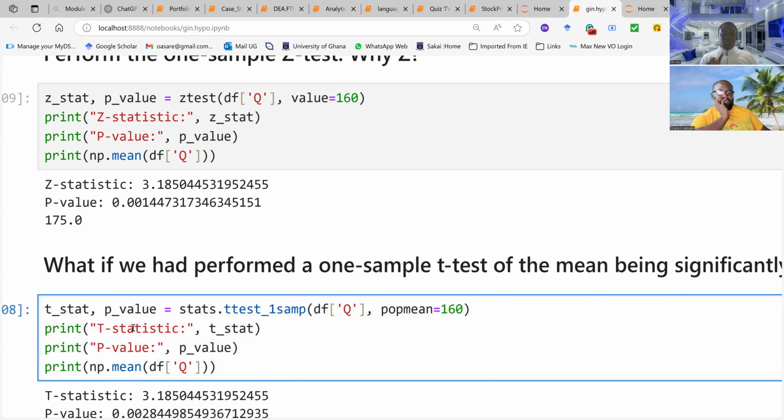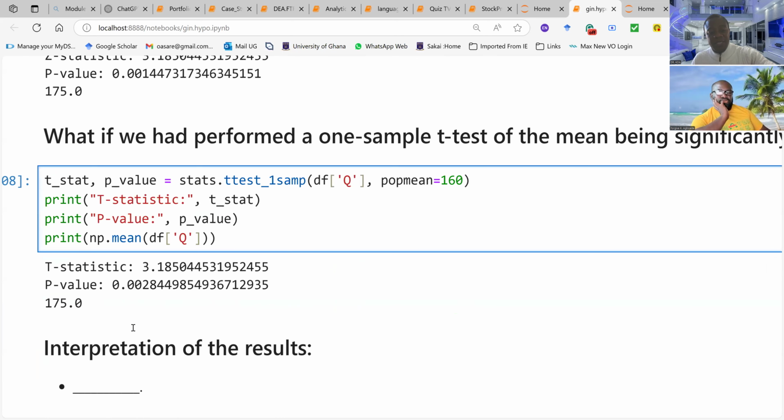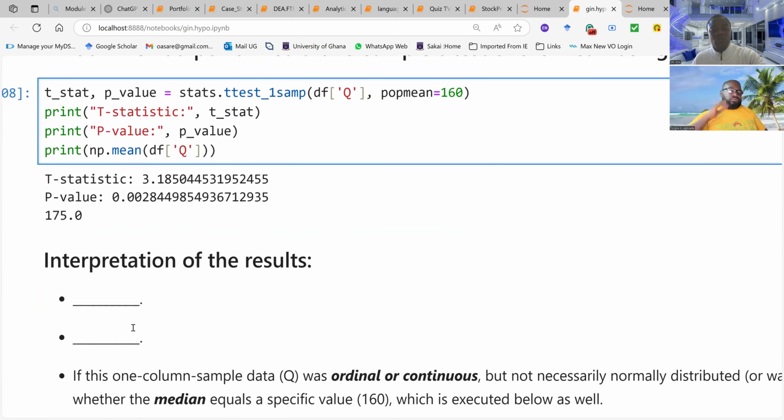But at least this is to guide you to know that we have the Z, as well as the T. This is how you calculate it. In both cases, you're going to reject the null hypothesis. So the interpretation, I've left it here for you to write. You should be able to write the interpretation very nicely.